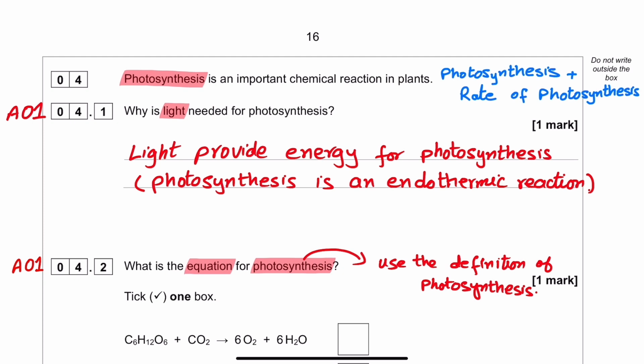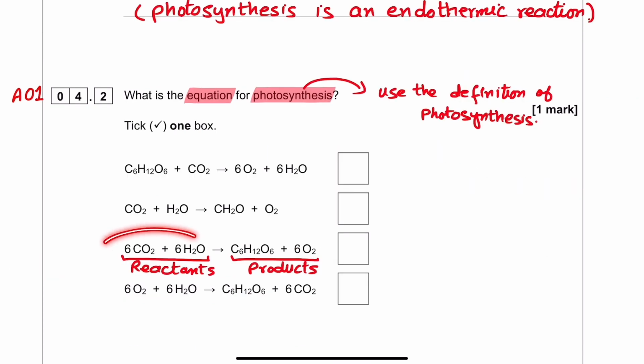In photosynthesis, plants take carbon dioxide from the air and water from the soil, and make glucose, and oxygen is produced as a byproduct. In this equation, carbon dioxide and water are used as reactants, whereas glucose, C6H12O6, is a product, and oxygen is formed on the product side. So the correct answer is carbon dioxide and water make glucose and oxygen.